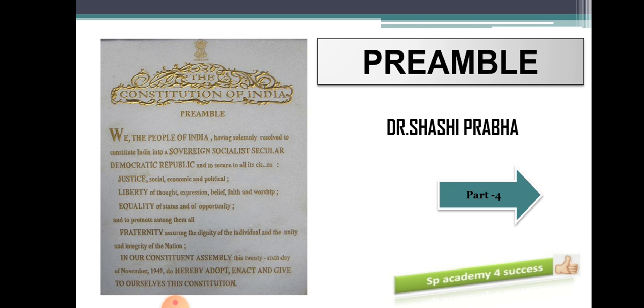So we are discussing the preamble. This is part 4 of this topic. In the previous sessions we discussed what is sovereignty and what is socialist from the preamble. In this session we will discuss two more words, secularism and democratic. If possible, we will move on to the republic also.